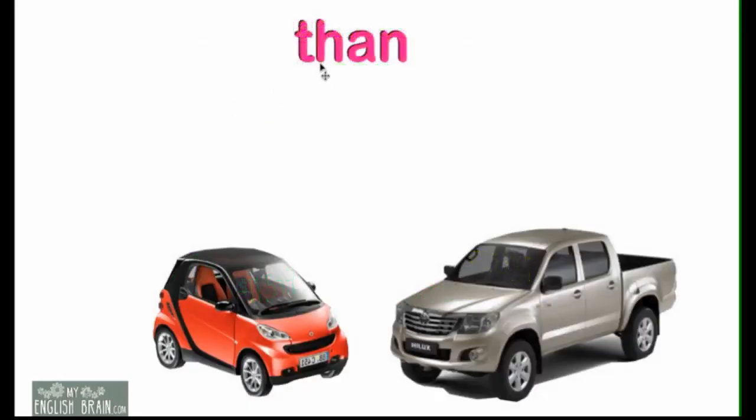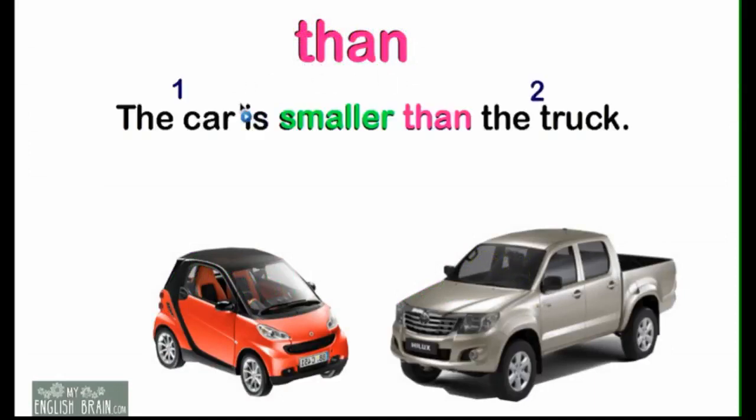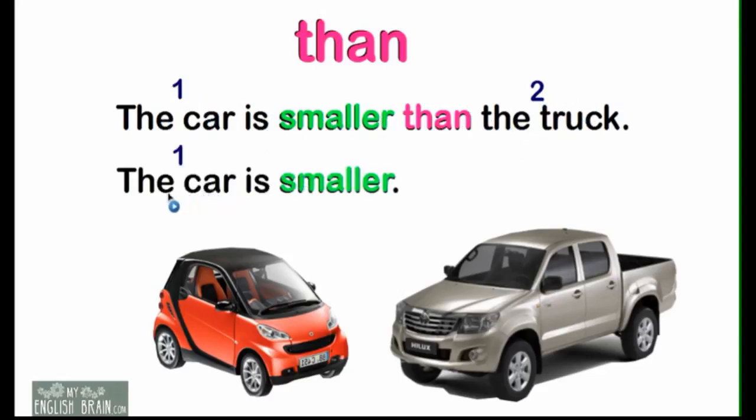Another important thing to think about for comparatives is the word than. For example, the car is smaller than the truck. We use the word than when we talk about one thing compared to another thing. But if we only use one thing, for example, the car is smaller, then we do not need to use the word than. Than is only used when we compare one thing to another thing. Very good.